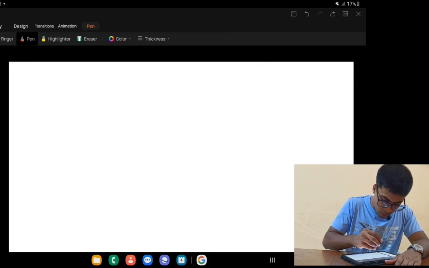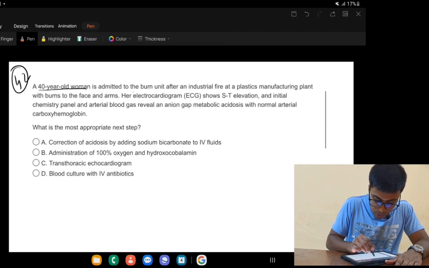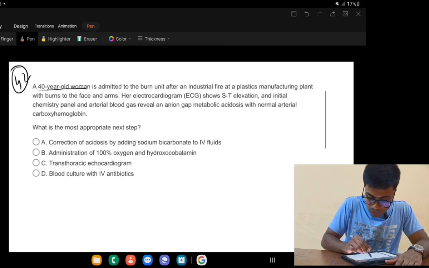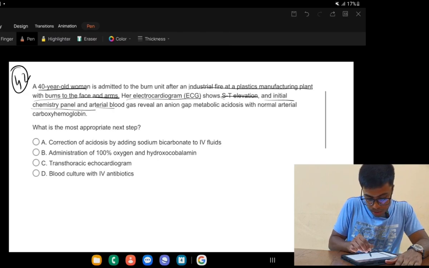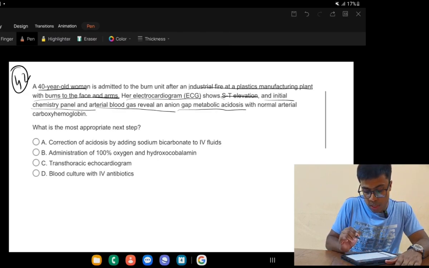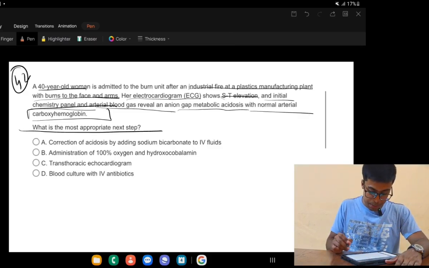So let's move on to question number 42. A 40-year-old woman is admitted to the burn unit after an industrial fire at a plastic manufacturing plant with burns to face and arms. ECG has been done, ST elevation, and initial chemistry panel. Arterial blood gases reveal an anion gap metabolic acidosis with normal arterial carboxyhemoglobin. What is the most appropriate next step?